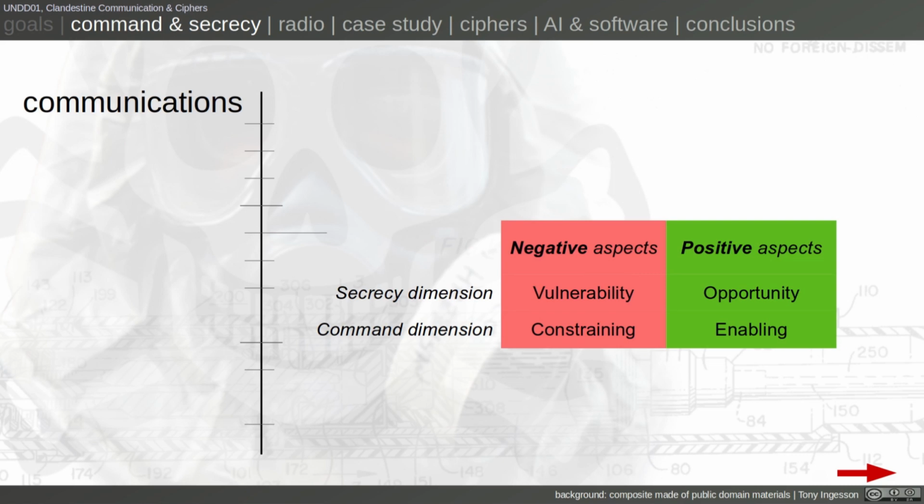So what this means is that there is a secrecy dimension and a command dimension. And both of these have both negative and positive aspects. So in terms of secrecy, the negative aspect is of course that it presents a vulnerability if you use this kind of clandestine communications. But the positive aspect is that it gives you an opportunity when your opponent does. In terms of command, of course, there's always a risk that you are constraining your secret assets by staying in touch with them. But on the positive side, it allows you to command them, to exercise control, and to use them to their full potential.